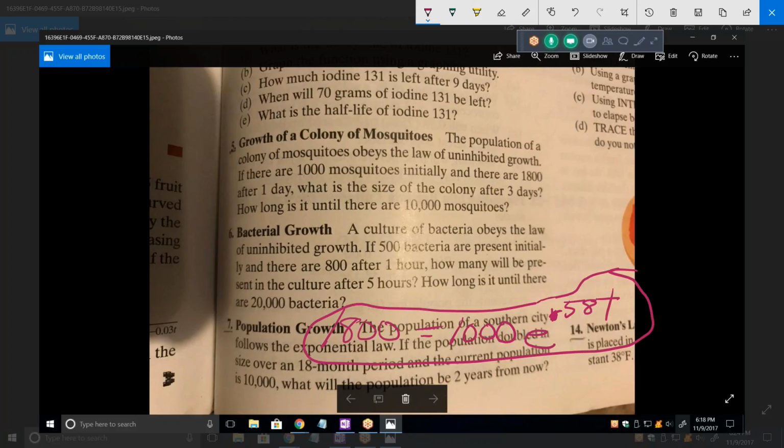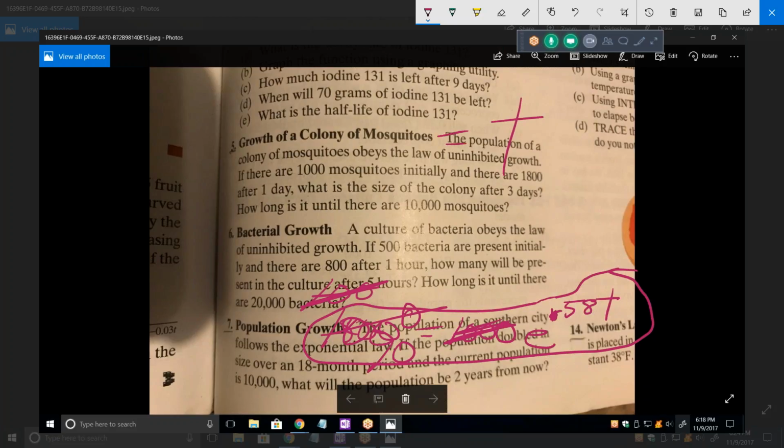So what equation do I write to figure out how long it takes to get to 10,000 mosquitoes? You use the same one, except you replace the 1,800 with 10,000. What's the next step for solving that? Then you divide it by 1,000. You divide both sides by 1,000. So that becomes 10. And now what's t going to be?